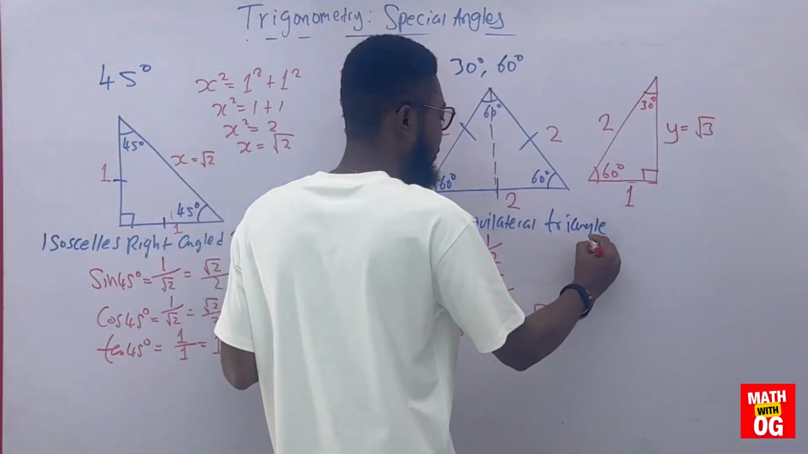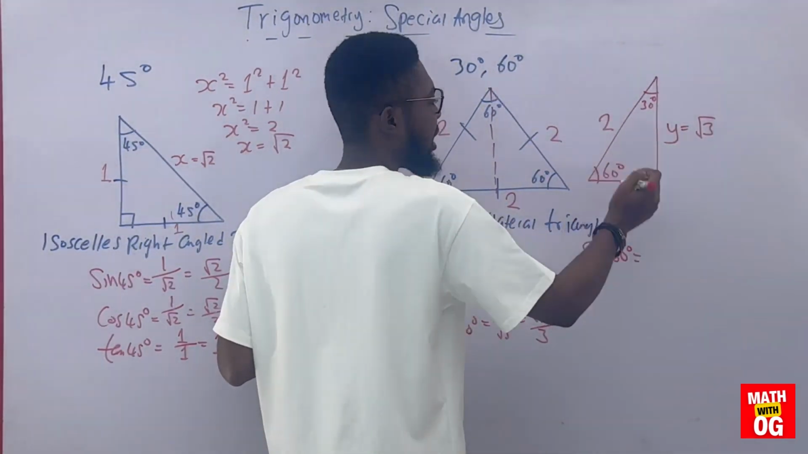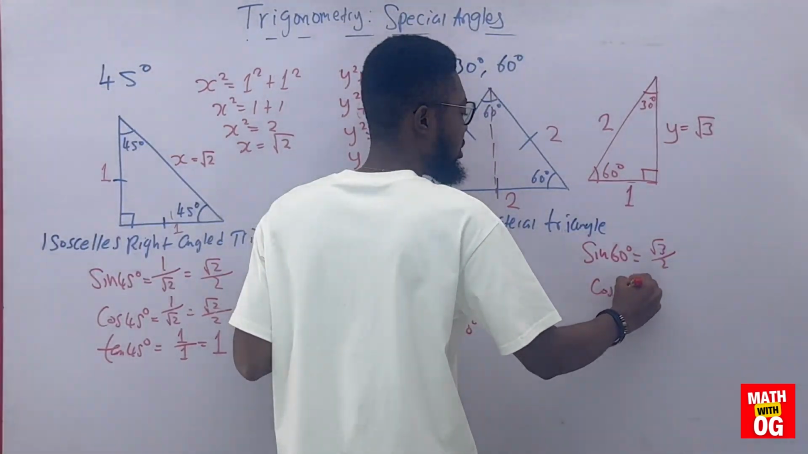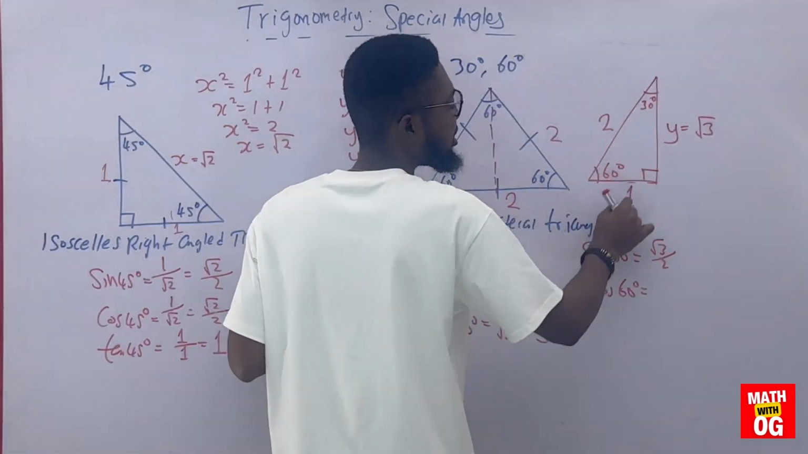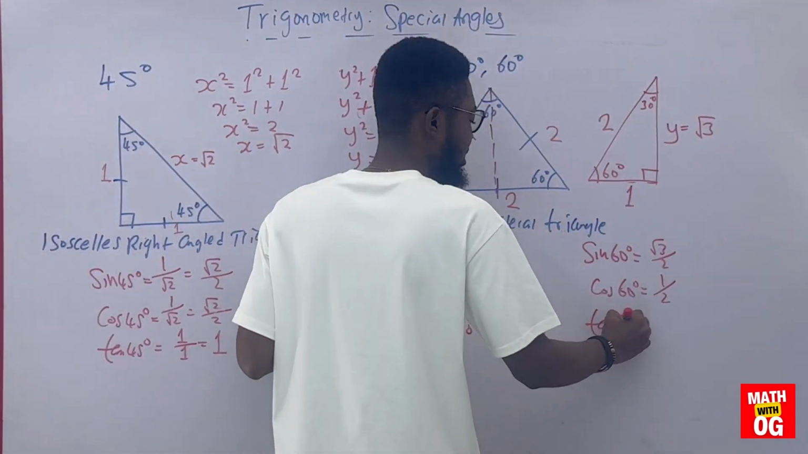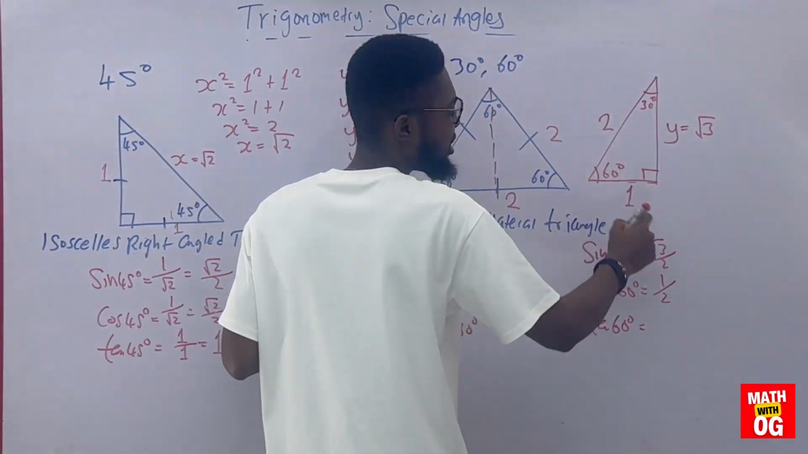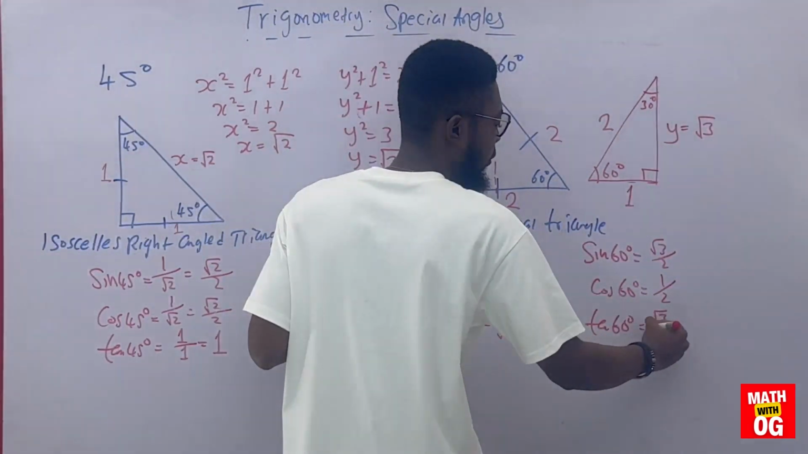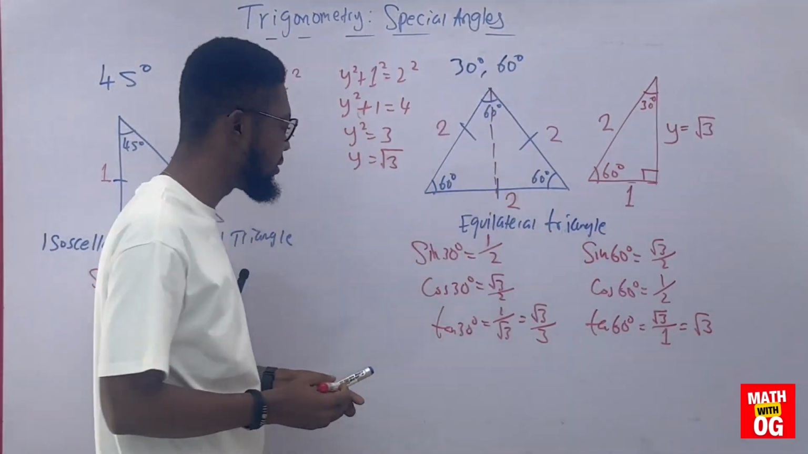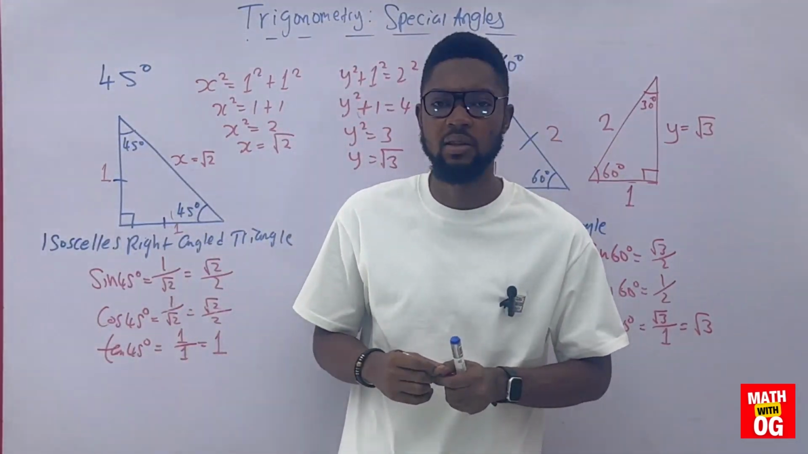Now for 60, we have our sin 60 degrees equal to opposite over hypotenuse, root 3 over 2. Cos 60 degrees is equal to adjacent over hypotenuse, 1 over 2, and tan 60 degrees is equal to opposite over adjacent, which is root 3 over 1, which is equal to root 3. So these are the values of the special angles 45 degrees, 30 degrees, and 60 degrees.